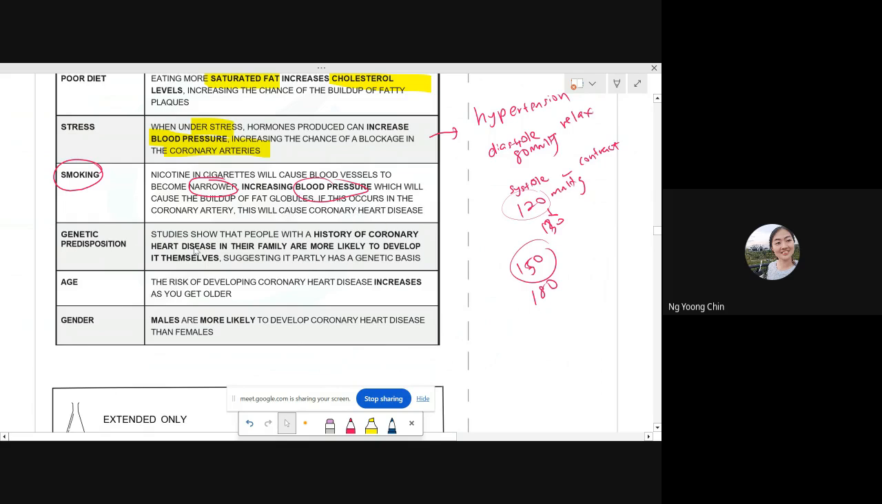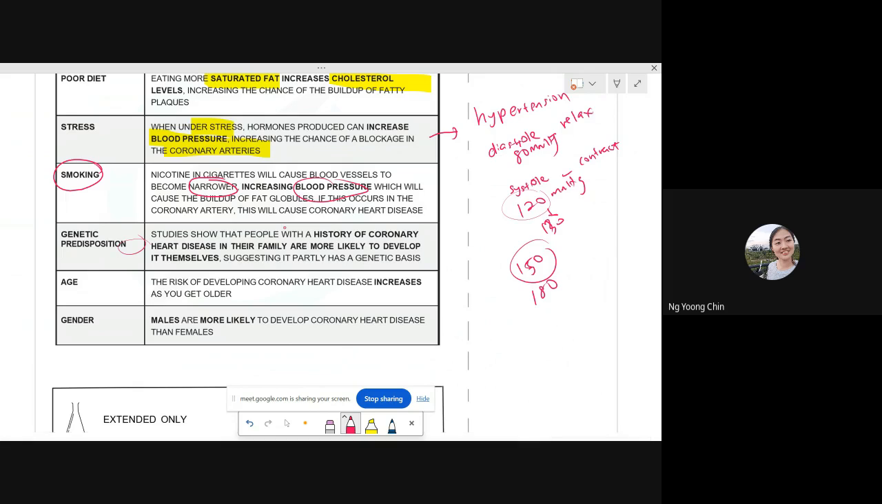Then how about this? Heart disease can be inherited due to genetic predisposition. So if people have a history of coronary heart disease in their family, they are more likely to develop it themselves. This is called 基因遗传因素. And for age, older people have a higher risk of getting heart disease.